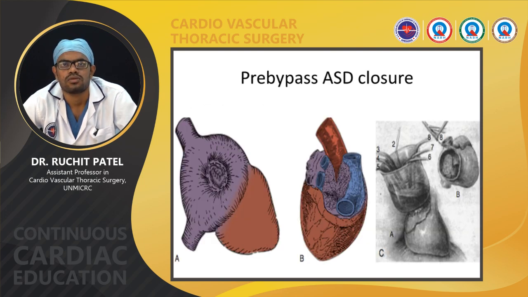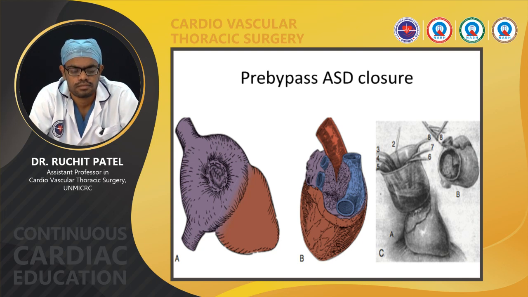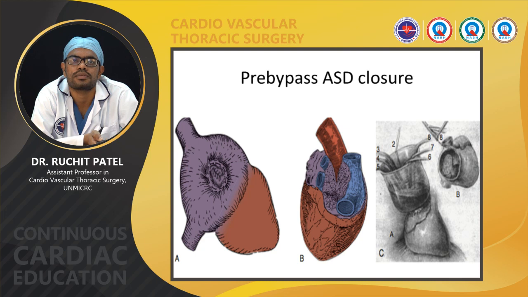Surgical ASD closure: before the cardiopulmonary bypass era, there were certain attempts to close the ASD without opening the right atrium. So this is the atrial septopexy technique, in which Bailey and colleagues tried to digitally invaginate the right atrial appendage into the septal defect and suture-plicate this atrium with the septal defect. That is atrial septopexy.